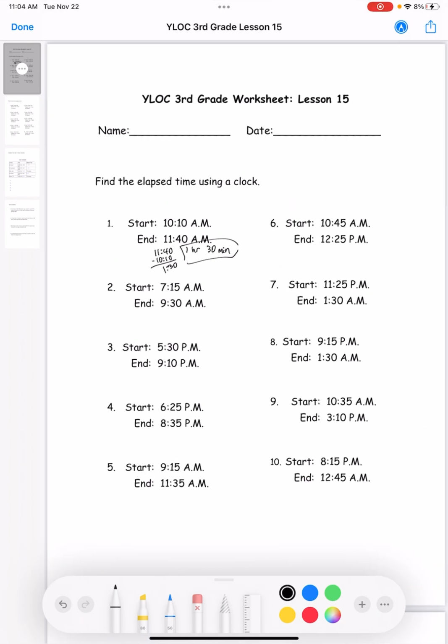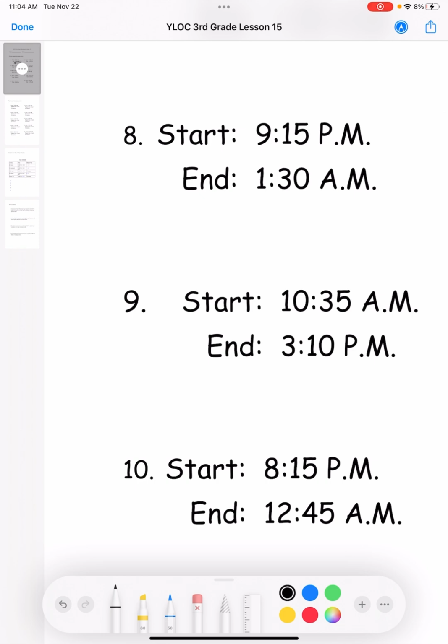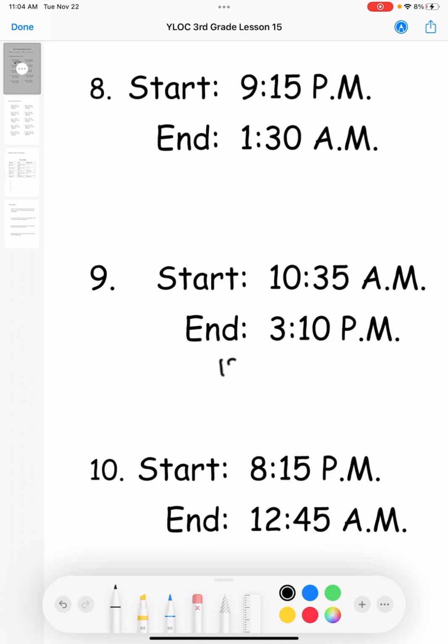Let's do one more. Let's do number 9. So start time is 10:35 a.m. and end time is 3:10 p.m. So since the end time is 3:10 p.m., we should first subtract 12 o'clock minus 10:35 a.m.